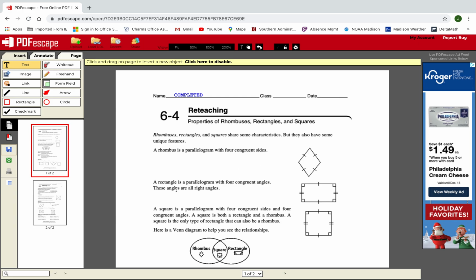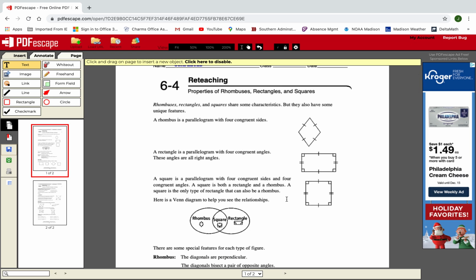All right. A rectangle is a parallelogram with 4 congruent sides, but these angles are all right angles, okay? I'm sorry, 4 congruent angles, not 4 congruent sides. I think I misspoke. So a rectangle does have 4 congruent right angles. Notice that a square does also, which means a square is a special rectangle. So a square is a parallelogram with 4 congruent sides and 4 congruent angles, so it is both a rectangle and a rhombus. A square is the only type of rectangle that can also be a rhombus.